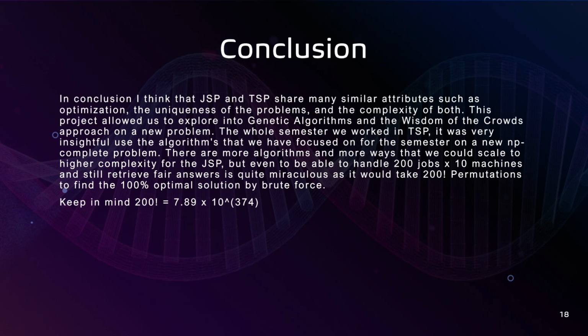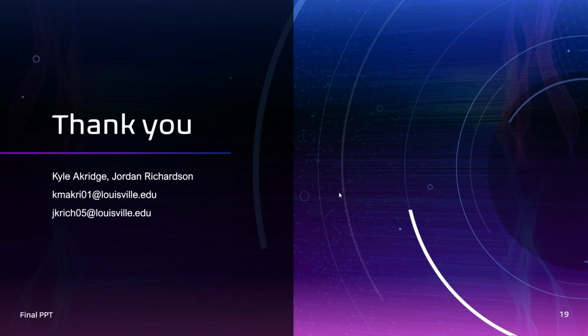There are more algorithms and more ways that we could scale to higher complexity for the JSP, but even to be able to handle 200 jobs by 10 machines and still retrieve fair answers is pretty miraculous, considering that it would take 200 factorial permutations to find the 100% optimal solution by brute force, which is 7.89 followed by 374 zeros. And so that is the end of our PowerPoint presentation.